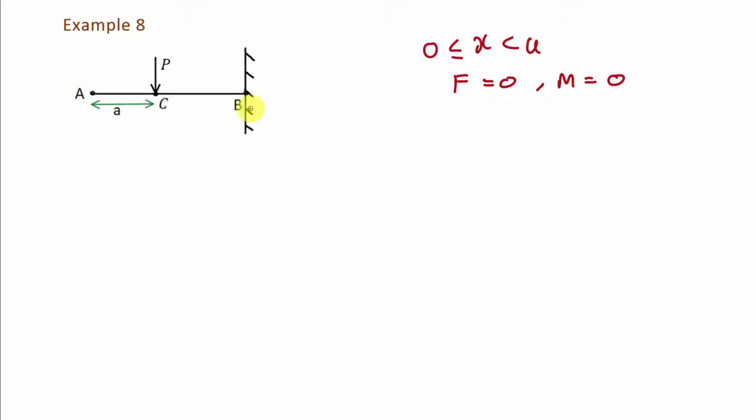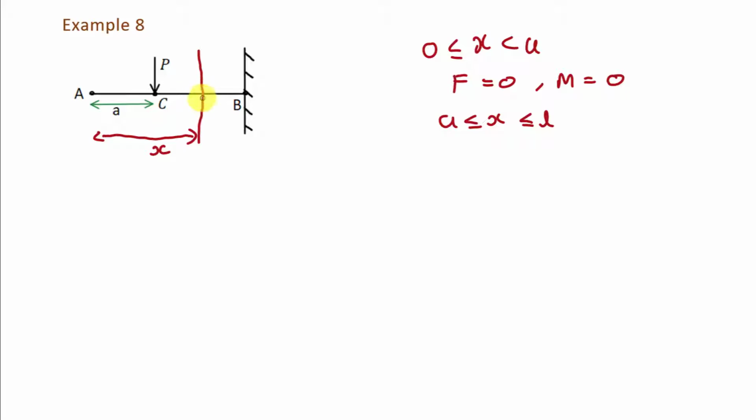Now we are going to take the second interval, which is CB. So for that, the range of x will be a less than or equal to x less than or equal to L. Here the total length of this beam is L. So to find out shear force and bending moment in this interval, we will take a section in this interval. The distance of this section from end A is x.